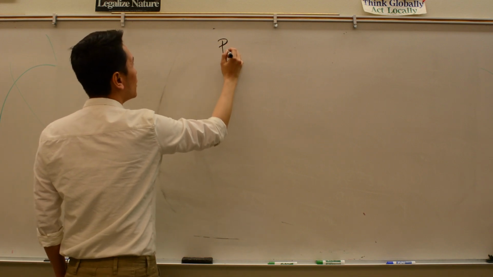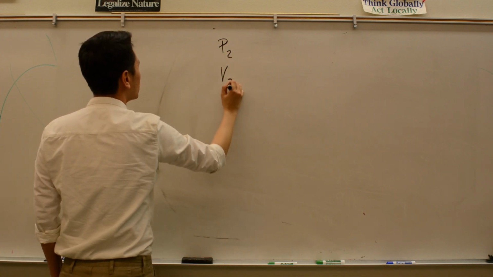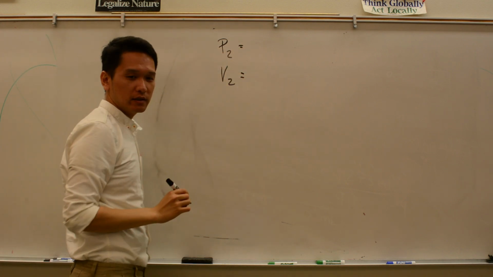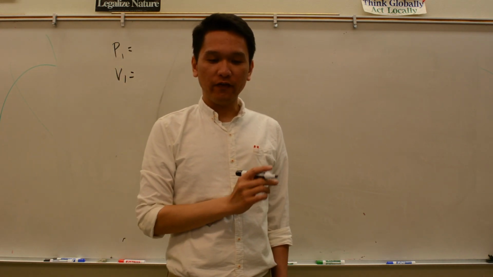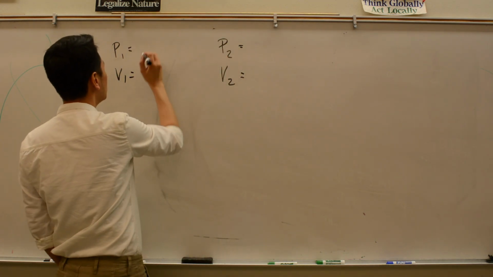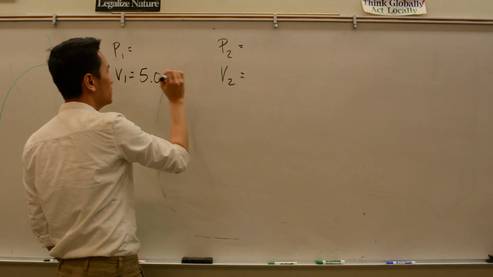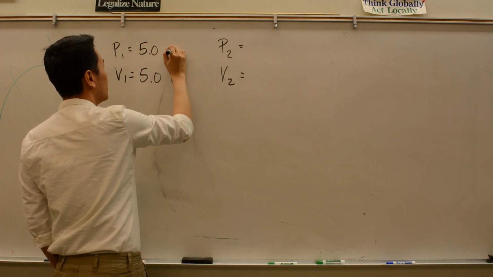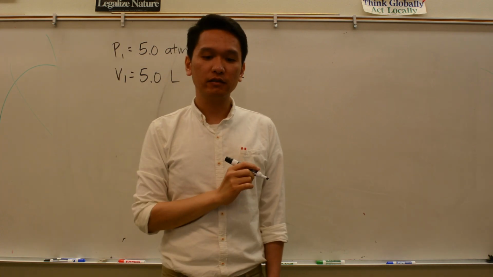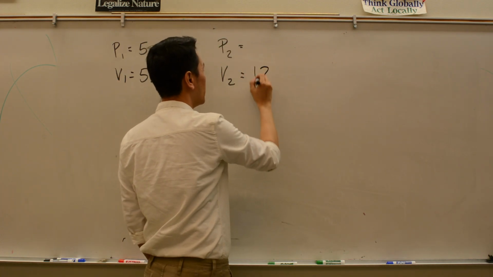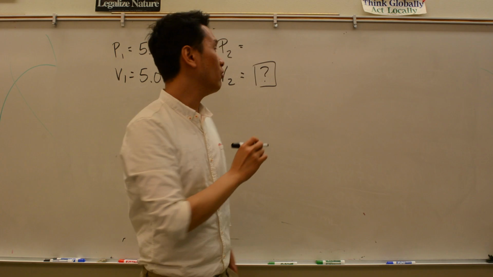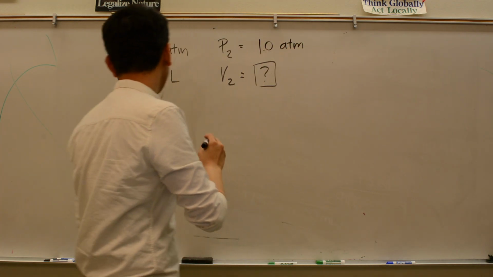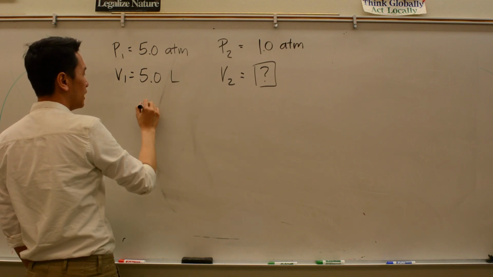So let's figure out what our pressure is and what our volume is. Read this question again. A 5.0 liter sample, liters, so that's volume, has a pressure of 5 atmospheres. It has 5 atm. What is the new volume? So we don't know the new volume, if the pressure is at 1 atmosphere. So we say to ourselves we want to calculate this.